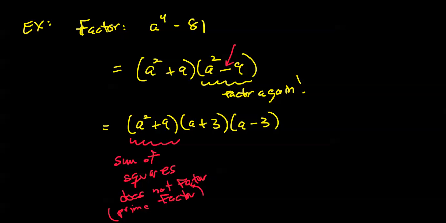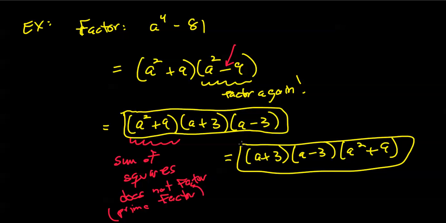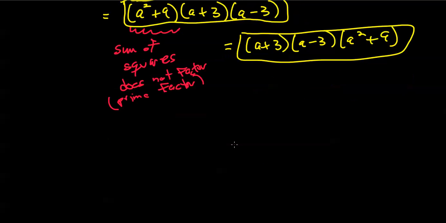Alright, so I'm going to box this as my final answer. Of course, you can rearrange the order of these factors and get an equivalent answer, right? Because multiplications, of course, are commutative and associative. Okay? Important to remember, sum of squares does not factor. Try another one.